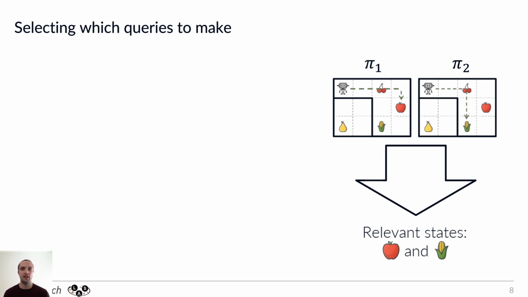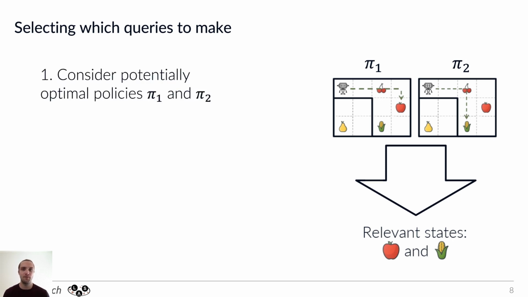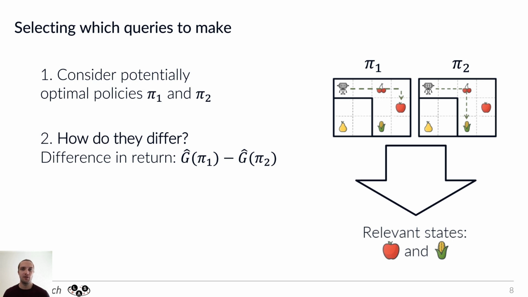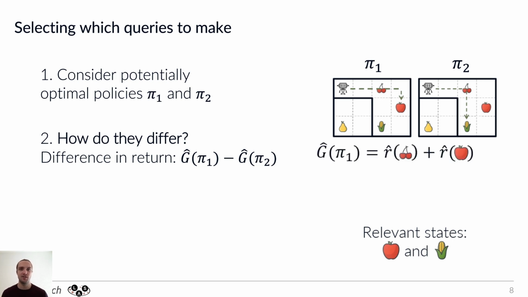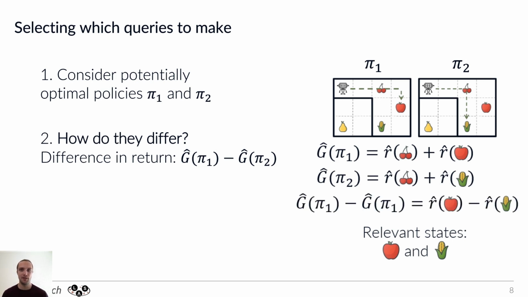The first step to do this is to consider 2 plausibly optimal policies, as we did in the example. Then we can think of the goal of RL as being to distinguish these policies to figure out which one is optimal. So we can ask the question, how do pi1 and pi2 differ? And we can answer it by considering the difference in expected return between these 2 policies. In our example, the return of pi1 is given by the reward of the cherry plus the reward of the apple, and the return of pi2 is given by the reward of the cherry plus the reward of the corn. We can see that the difference between the return of the 2 policies only depends on the reward of the apple and the reward of the corn.